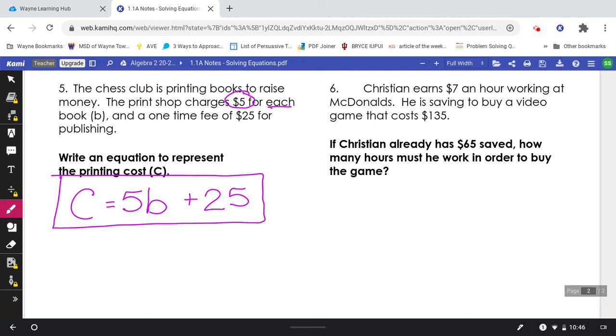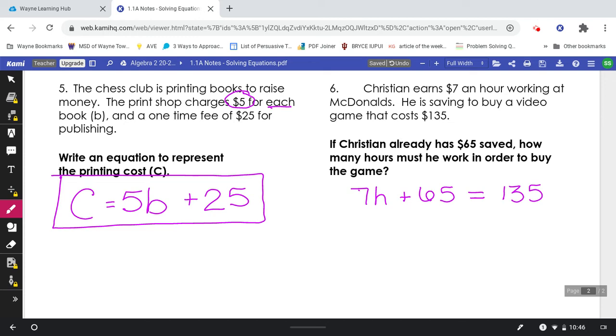I'm going to go ahead and write an equation just in case. My equation is going to be 7H, $7 for each hour, plus he already has $65 saved. So the 7H is the money he's going to get. The 65 is the money he already has, and he needs that to total $135 for his video game.